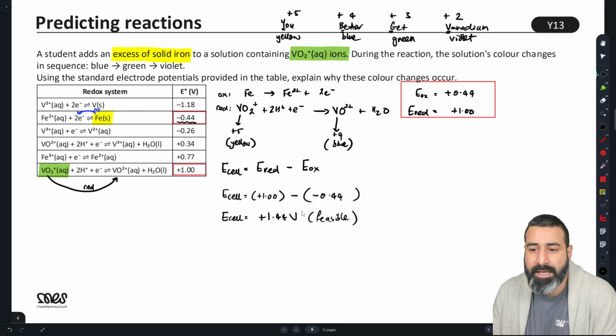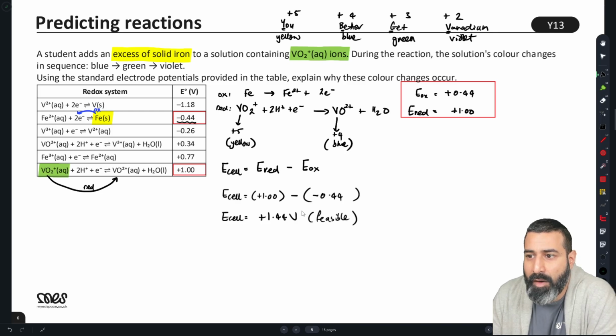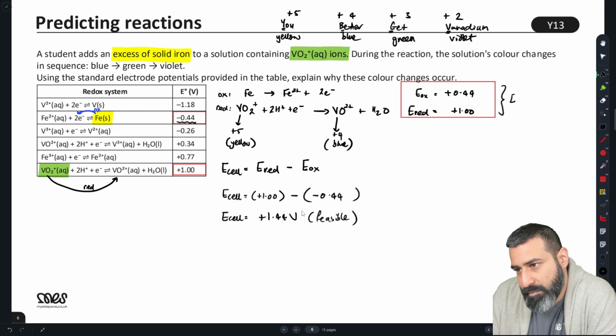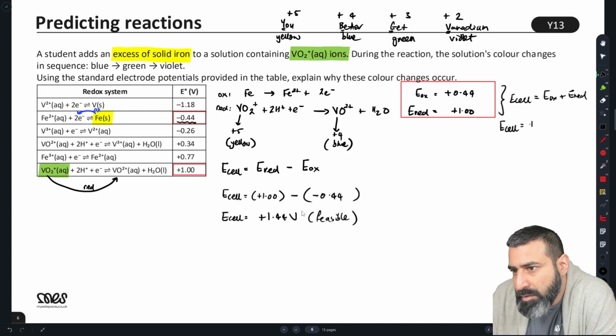The other way of doing it is once we've already converted E ox to the positive value, we can say that E cell, if you do it this way, if you flip the signs, is equal to E ox plus E red. So E cell is equal to +0.44 plus 1.00.